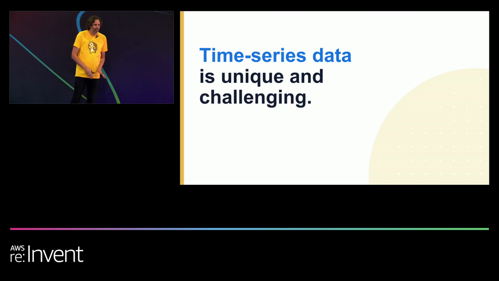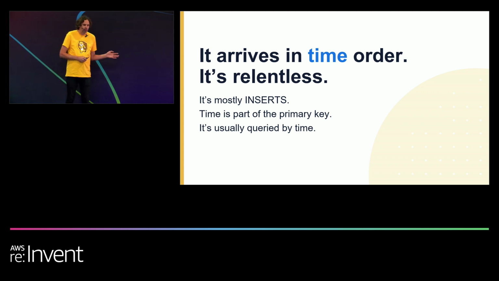But time series data is unique and challenging. So it's often not a great fit for a relational database. Time series data isn't like our typical business data that we use day to day. So it often arrives in time order. When we're analyzing time series data, we'll get a stream of data coming in, and it usually arrives in time order. So we don't skip back in the time stream and get old reads. We'll just be getting data coming in as it's been recorded. And as it's being streamed in, it's relentless.